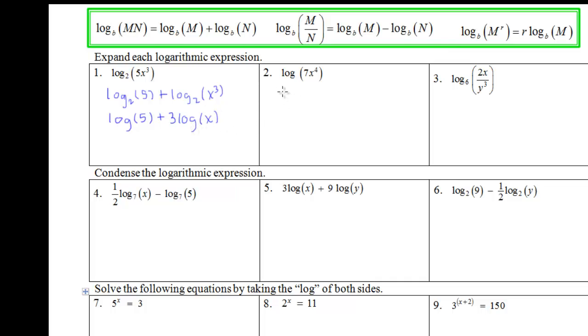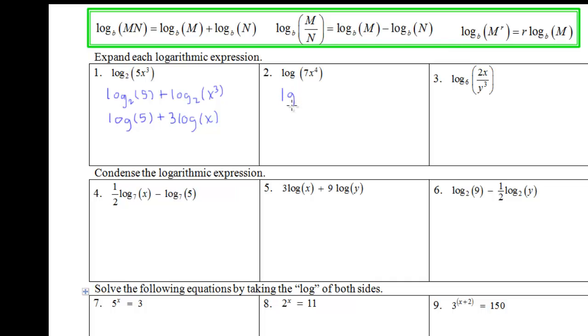Okay, so number 2 is very similar to number 1. If you are a little unsure here, you should pause the video right now and try this yourself and then start it back up. Okay, so pause, try it yourself, and then hopefully you did that and you're back with me here.